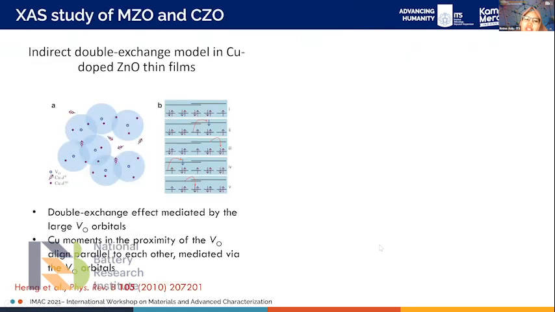So then to explain that, we propose that this is related to the indirect double exchange model in transition metal doped oxide, which was found in CZO thin film. So in here, the double exchange effect is mediated by the large oxygen vacancy orbital. So the copper moments in the proximity of the oxygen vacancy align parallel to each other. So then we can see the ferromagnetic behavior, and this is mediated by the oxygen vacancy orbital.